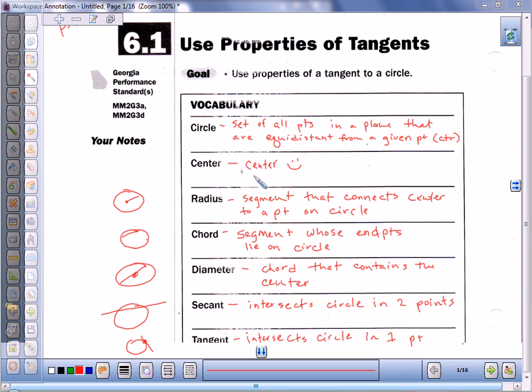The center is the point from which all points on a circle are equidistant. The center is also the midpoint of the diameter. A radius. A radius is a segment that connects the center to a point on the circle.